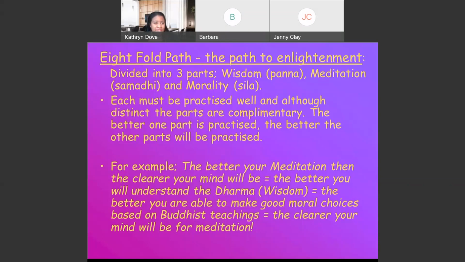The better you meditate, the clearer your mind will be to receive wisdom. The more wisdom you have, the better you are able to make good choices. And the clearer your mind will be for meditation. So those are the three parts of the path to enlightenment: wisdom, meditation, and then behaving morally.